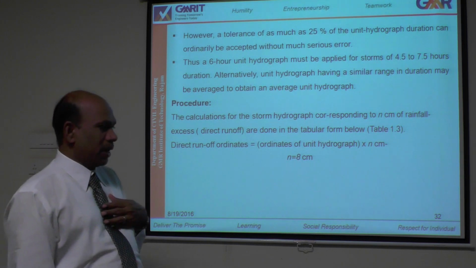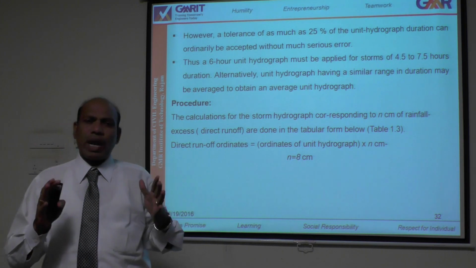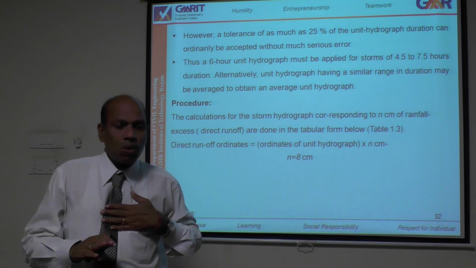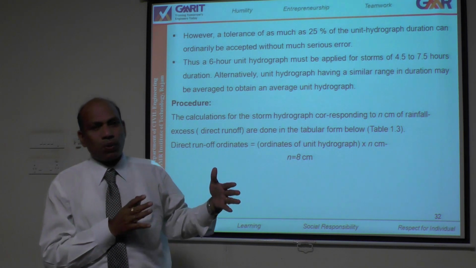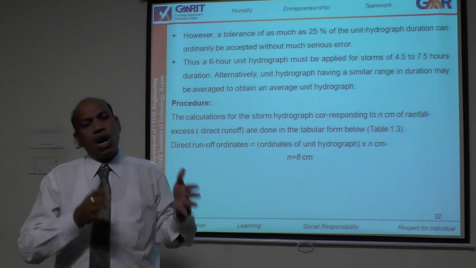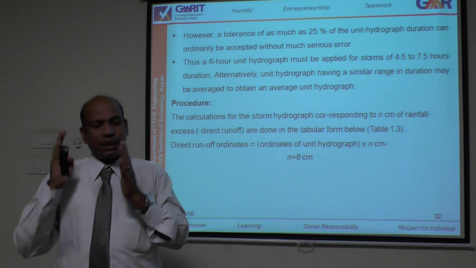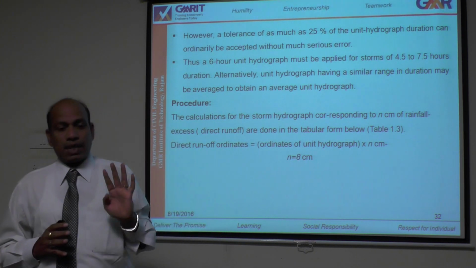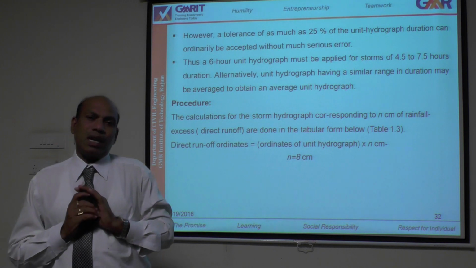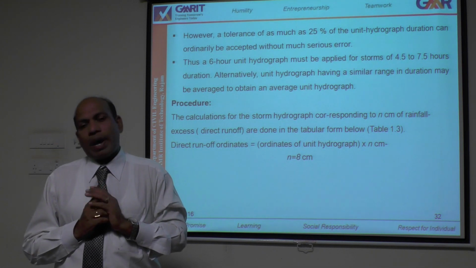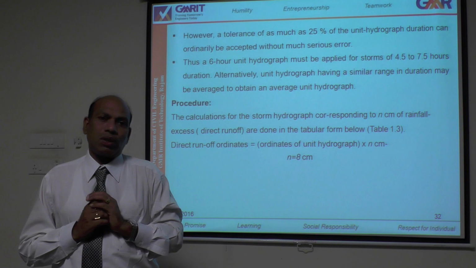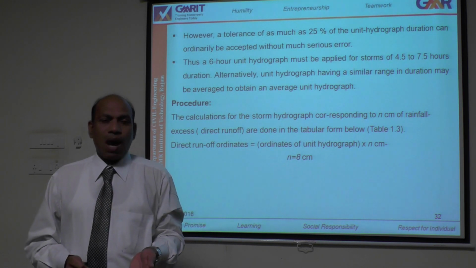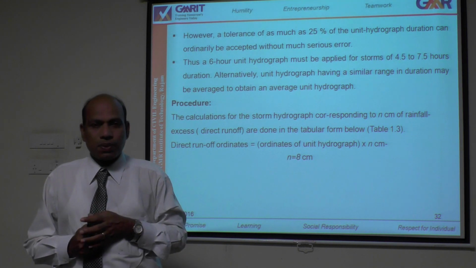Right here, but strictly speaking, the 3 hour unit hydrograph should be used for the 3 hour storm hydrograph. But in some cases we have a 1 hour unit hydrograph for the catchment area, a 2 hour unit hydrograph, 3 hours, 6 hours. We are having only 4 unit hydrographs for this catchment area, but we want to construct the 7 hour storm hydrograph and 4 hour storm hydrograph, and we do not have those unit hydrographs here. We have only 1, 2, 3 and 6 hour unit hydrographs.